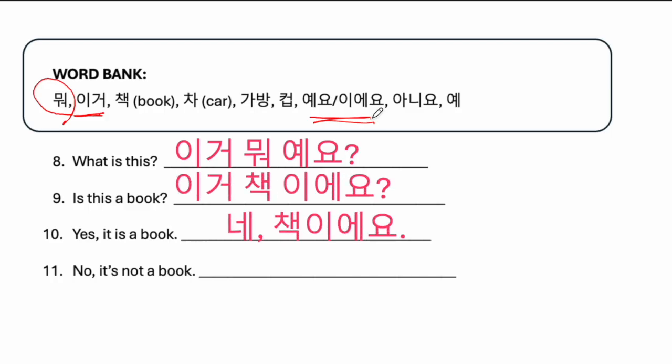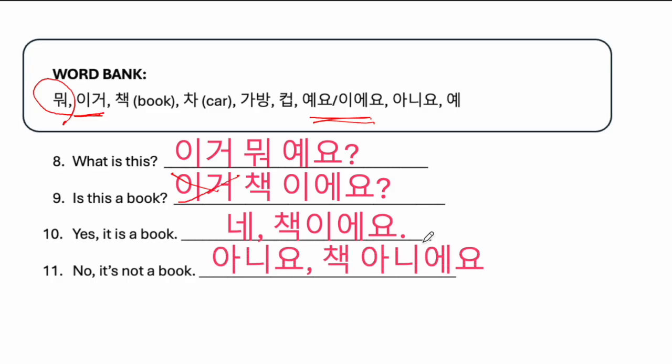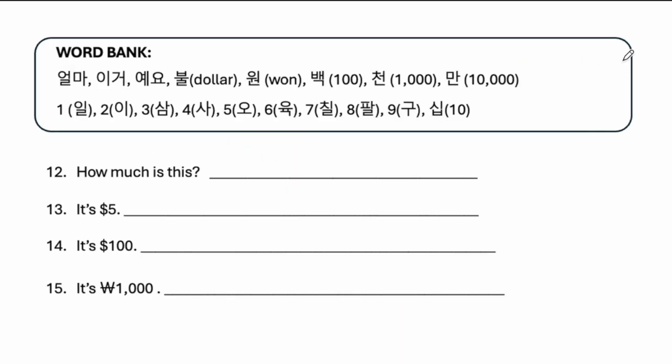So 책. Oh no, not that one first. 이거 책이에요? If you don't have this, it's a statement. 책이에요. 이거 책이에요? 네, 책이에요. No, it's not a book. 아니요. 책 아니에요. 아니에요 is one. It just means is not.